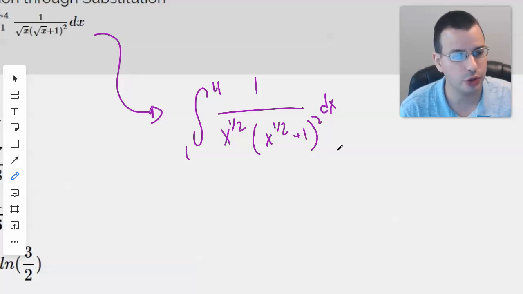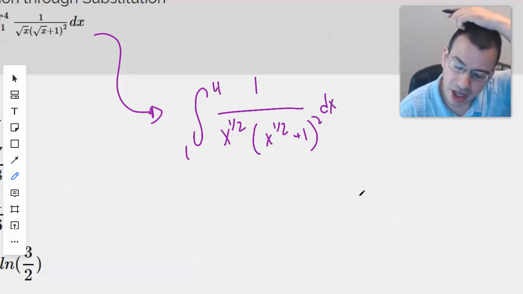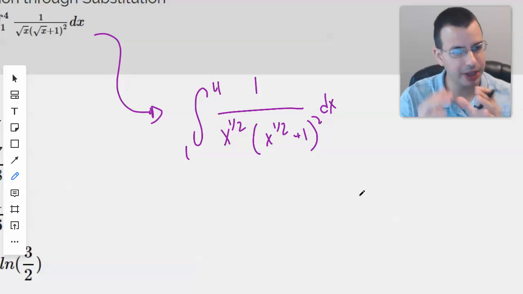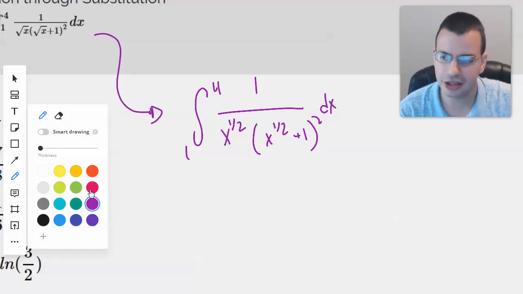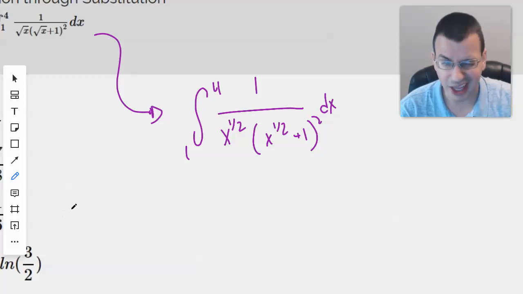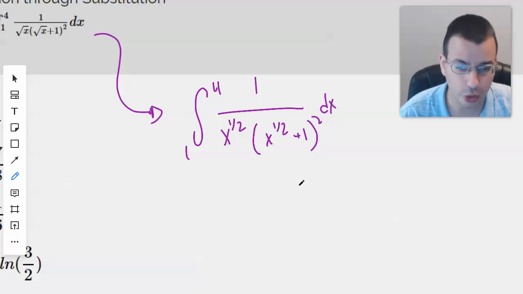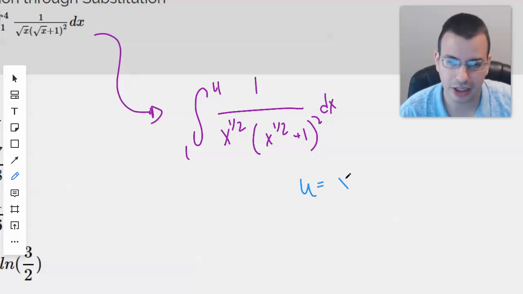Usually whenever I see something nested like this, where you have x to the 1/2 plus 1 quantity squared, my thought is either you try to expand the square or you do a substitution. More often than not, I think you do substitution. I'm just going to go with that and see where it leads me. So you have x to the 1/2 plus 1.